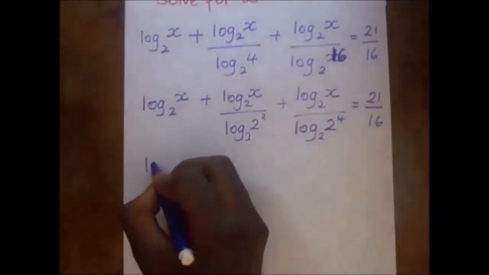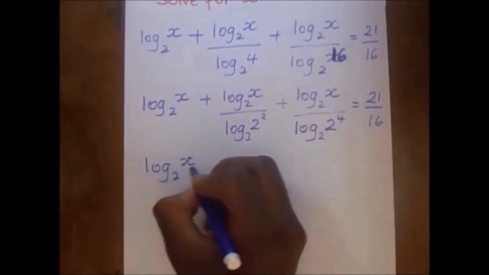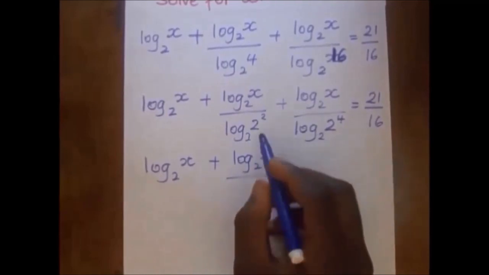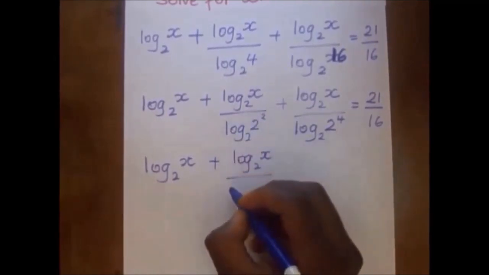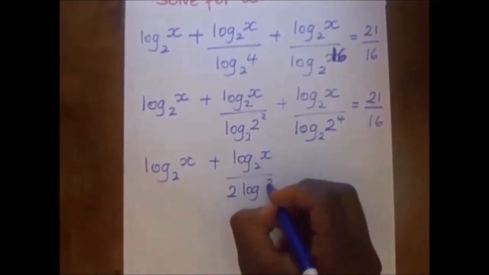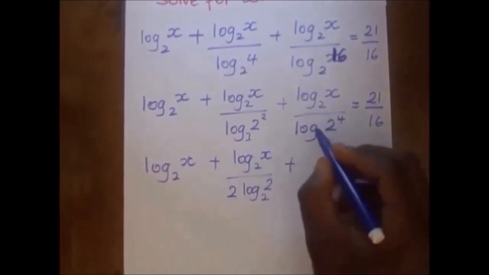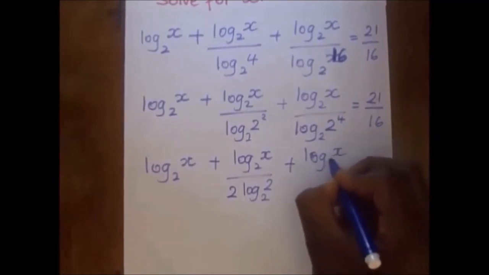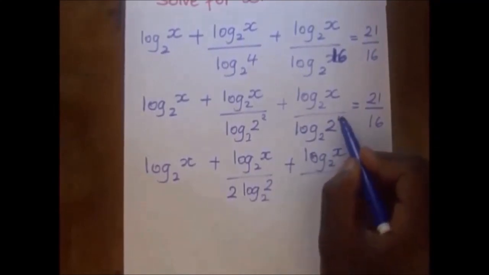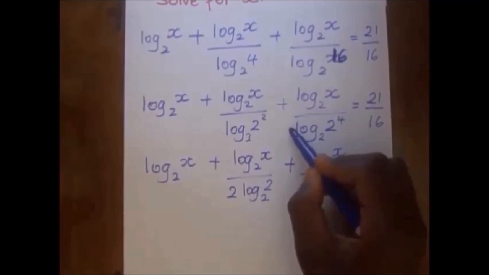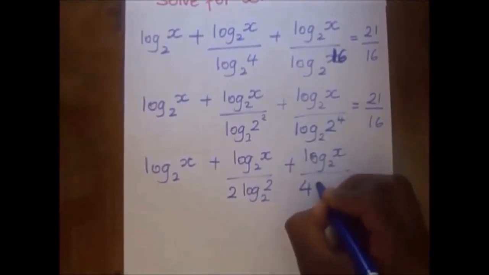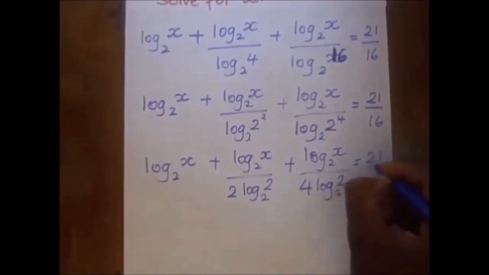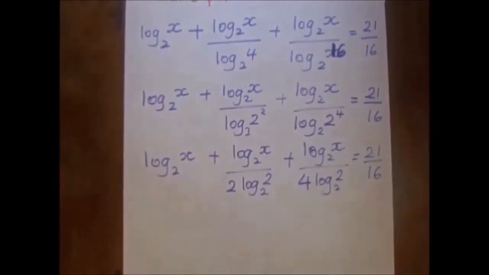So we continue, it's going to become log of x base 2 plus log of x base 2, divide that by, now this 2 comes here, so it becomes 2 log of 2 base 2 plus, that is log of x base 2 over, this 4 comes there from our laws of logarithms, so it becomes 4 log of 2 base 2, is giving us 21 over 16.